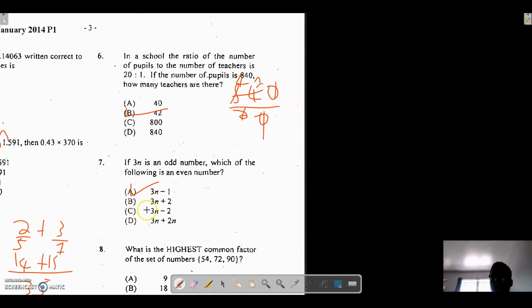If I were to add 2, it would bring me to the next odd number. And if I were to subtract 2, I would get the previous odd number. Think of 7 minus 2 is 5, and 7 plus 2 is 9.